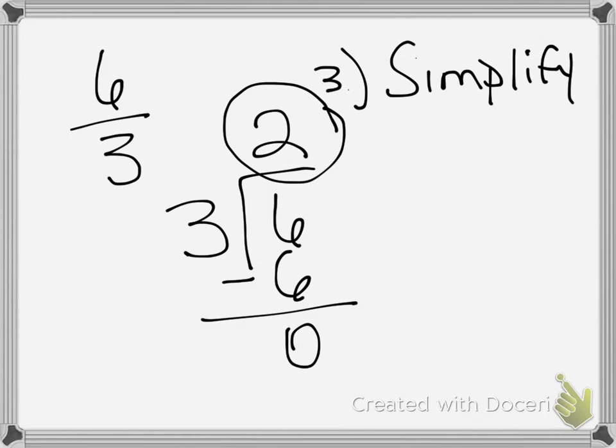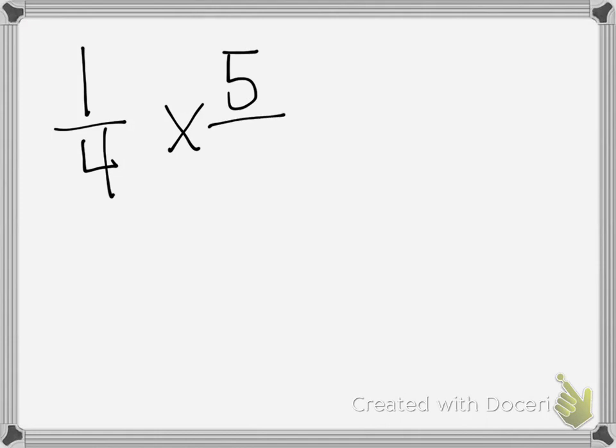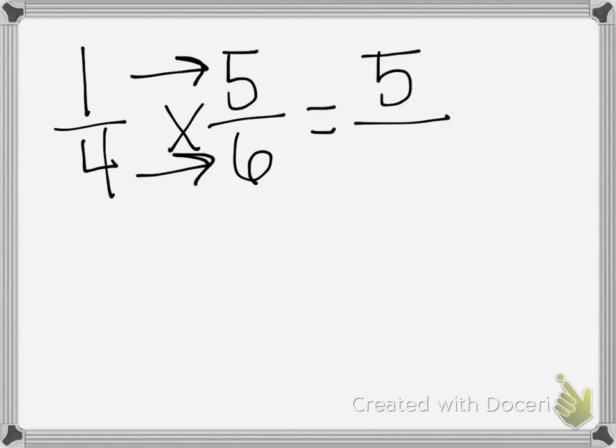Okay, let's look at multiplying a fraction times a fraction. Okay, so this time we're going to start out with 1/4 times 5/6. And this time we can skip number 1 because we don't have to change the whole number into a fraction and go straight to number 2, which tells us multiply straight across. 1 times 5 is 5. 4 times 6 is 24.